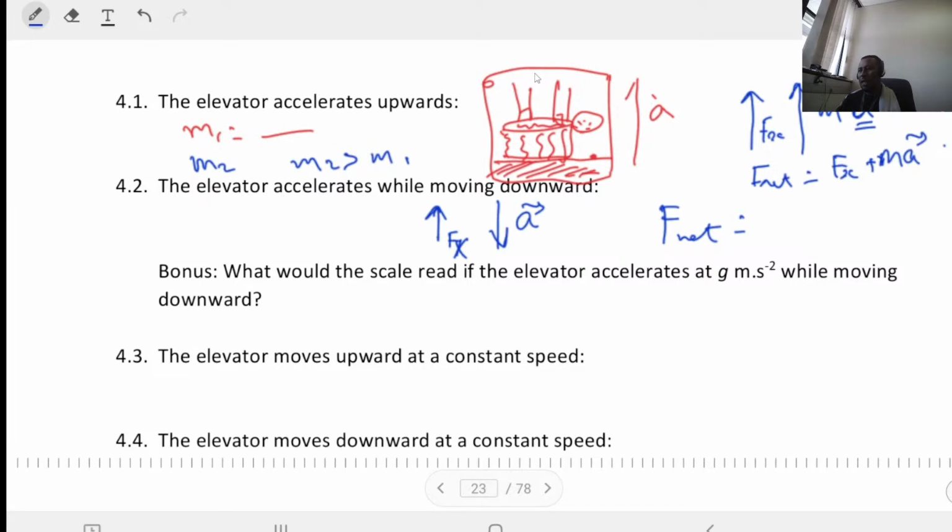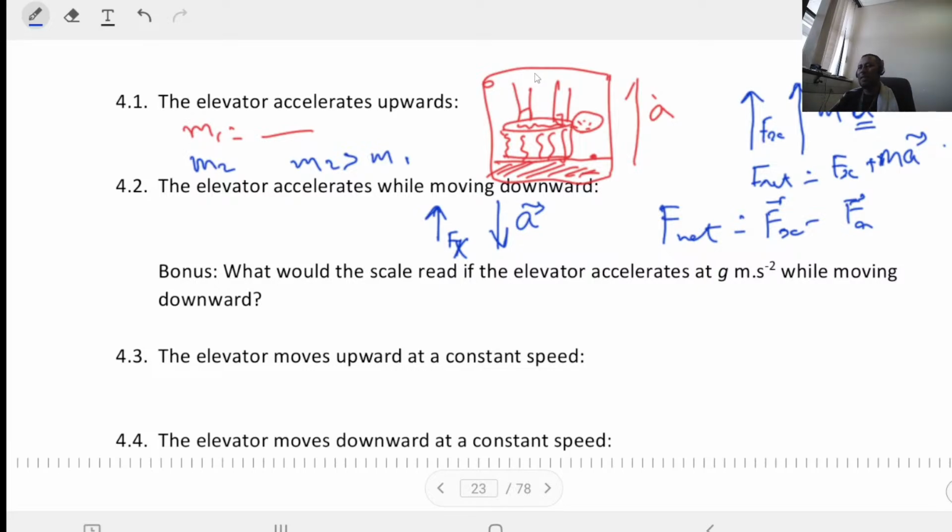Therefore, the net force is higher. Here, the net force is F due to the spring minus F due to the acceleration. You see? Therefore, you actually weigh less. You become less.